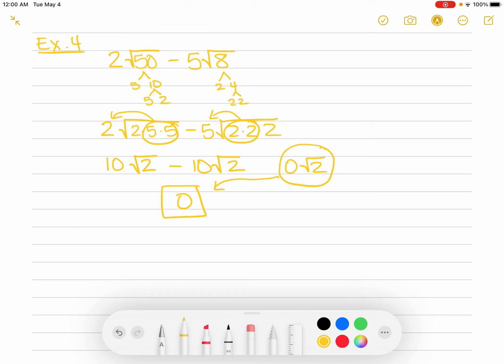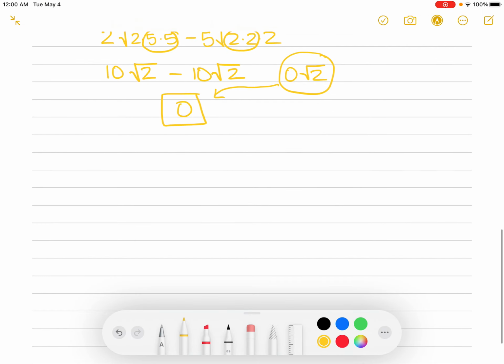Okay, and now the last one, and I think you should be able to do this last one on your own. So I'm going to go ahead and give it to you and have you pause the video. Okay, negative 8 times the square root of 5 plus 9 times the square root of 20 minus 6 times the square root of 5. Okay, so pause the video. I know it has 3 terms, but it's the same thing that we've been doing. Pause the video and solve that problem.